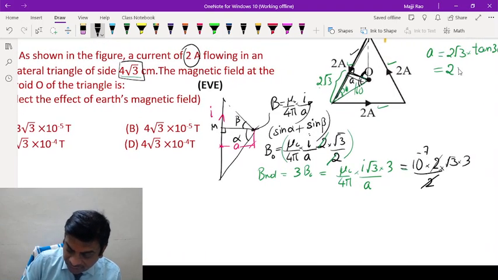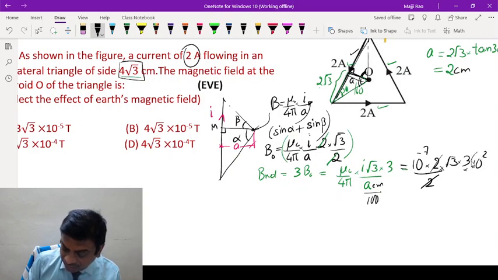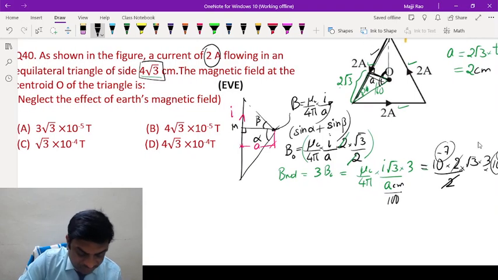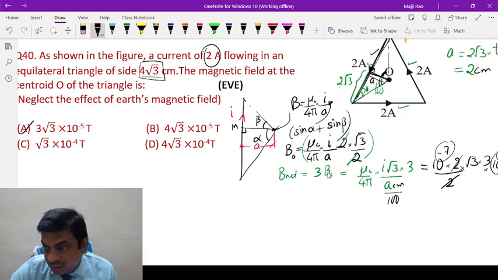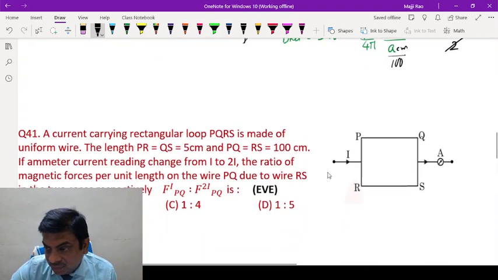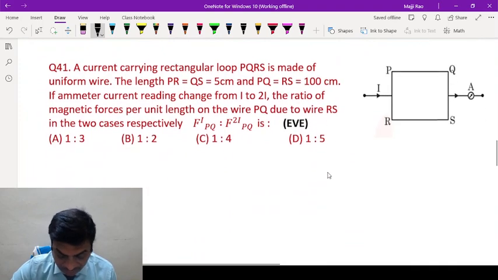Now this is in centimeters, students. So we have to convert this into meter. So we have to divide by 100, which will go up and become plus 2. So minus 7 plus 2 is 10 power minus 5. So we are left with 3 root 3 into 10 power minus 5 Tesla. So this is the correct answer. Moving on to the next question.